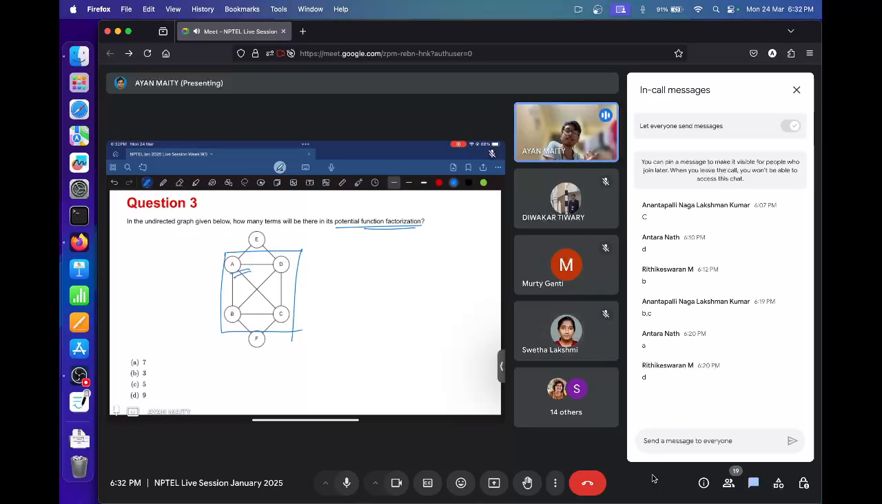Connected basically means direct edges are present, not that you have a path between them. It is a direct edge only. Okay, that was my mistake. You have to check whether direct edges are present or not.